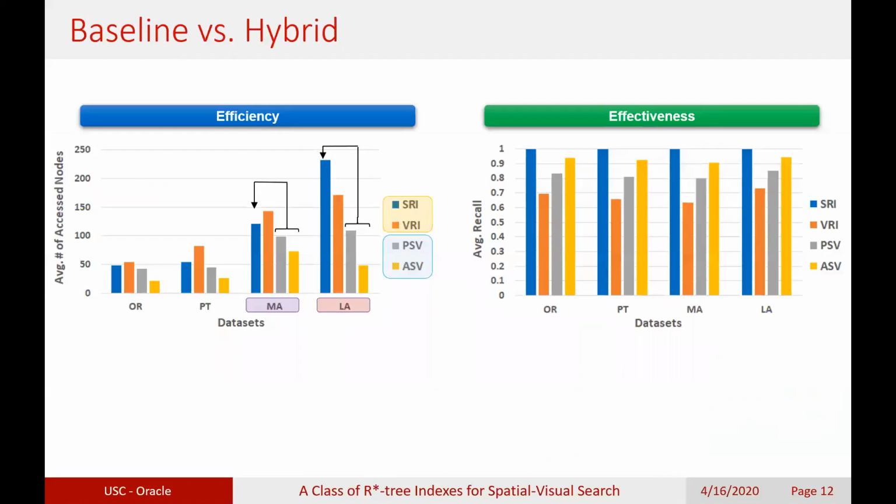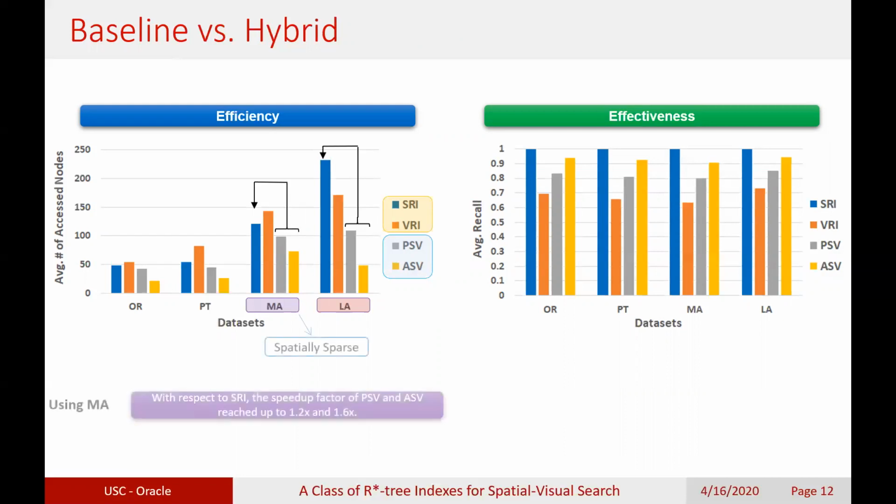In the evaluation, we reported two metrics, efficiency and effectiveness. The left figure shows the efficiency of our approaches. As shown in this figure, all hybrid indexes outperform the baseline because of using both image descriptors in pruning the search space, in addition to the hybrid organization in these indexes. As a specific example, using the Manhattan dataset, which is spatially sparse, the hybrid indexes obtained a speedup factor reaching up to 1.6.